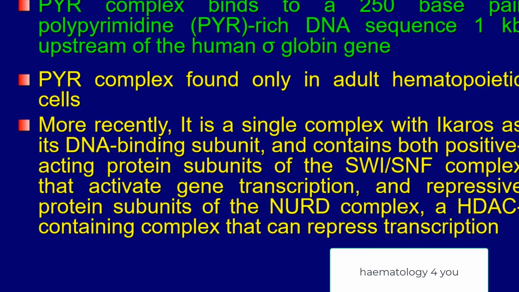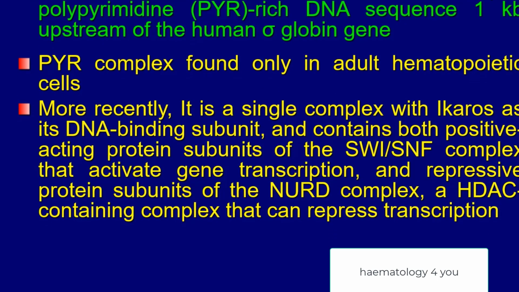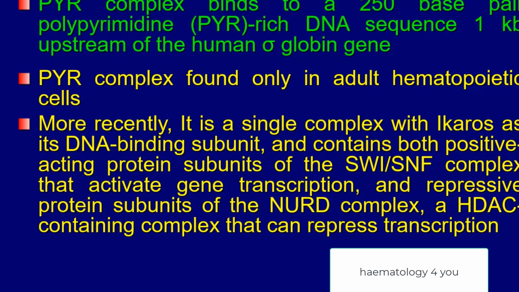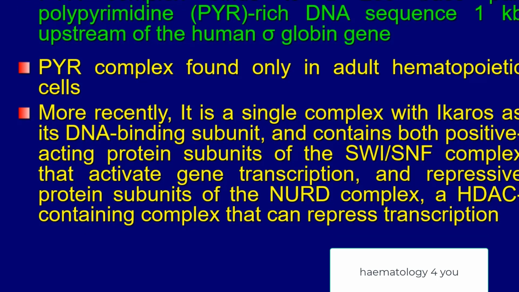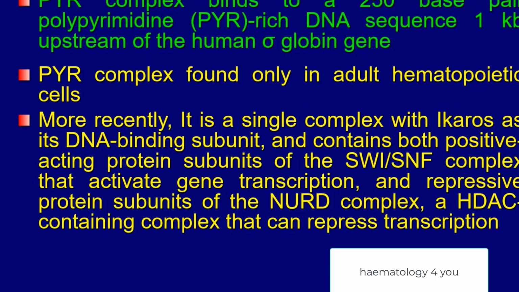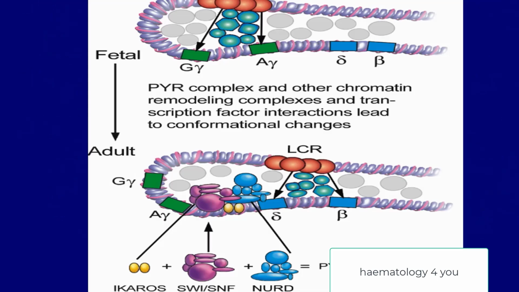The complex binds to a base pair polyacrylamide DNA sequence. Chromatin remodeling complex: a complex found only in adult hematopoietic cells. More recently, a single complex with Ikaros as DNA binding subunit, containing both positive acting protein subunits of the complex that activate gene transcription and repressive protein subunits of the NuRD complex that can repress transcription.